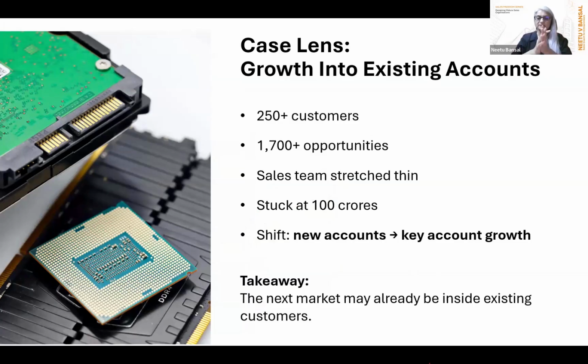They came to me and told me, Neetu, these guys manufacture the processors that go into electronic components. When they came to me, they said, we've got more than 250 clients, and we've got 1,700 open opportunities with us. Their sales team is about 8 or 10 people, and for the last 4-5 years they have been stuck at 100 crores. They have not grown beyond 100 crores. So they are saying, Neetu, what do I do?